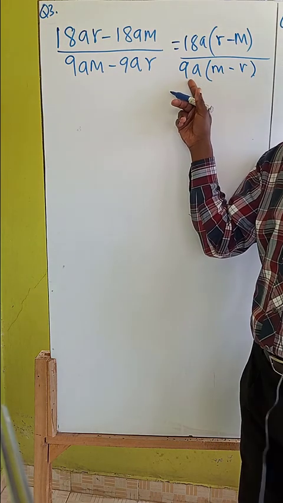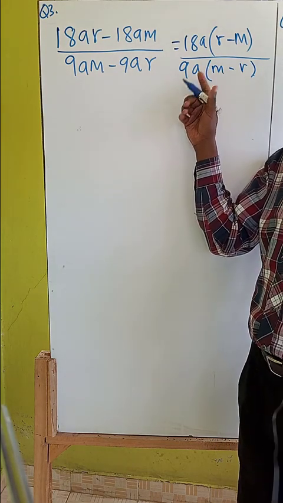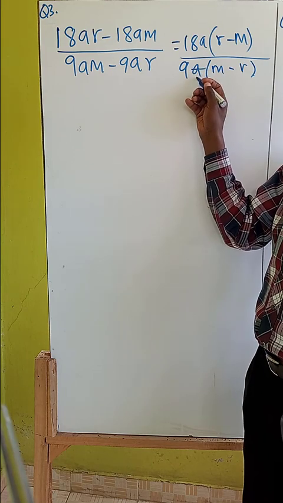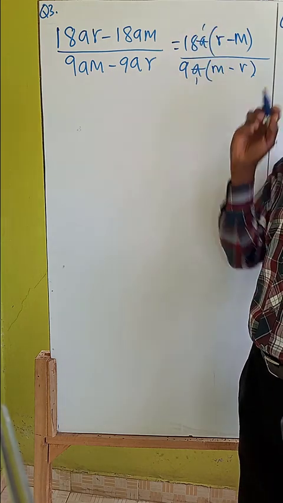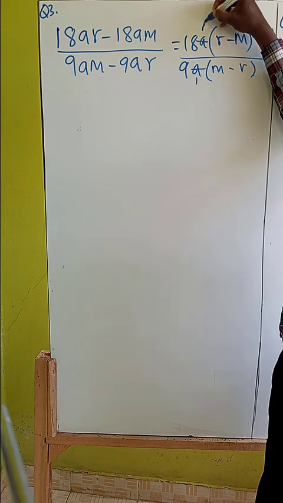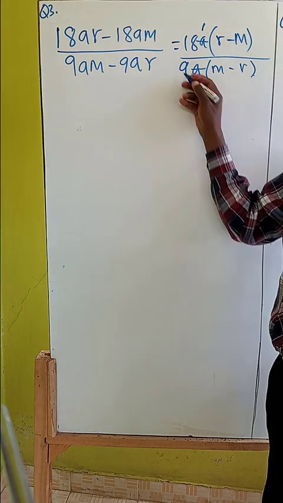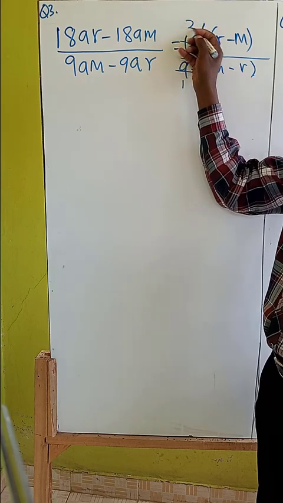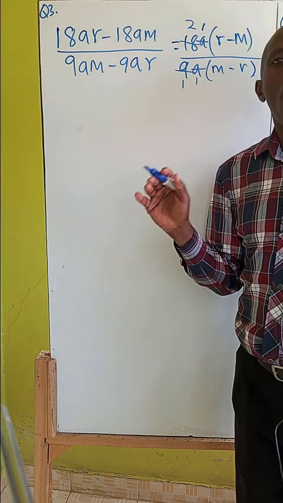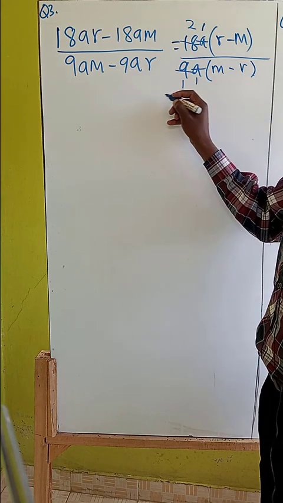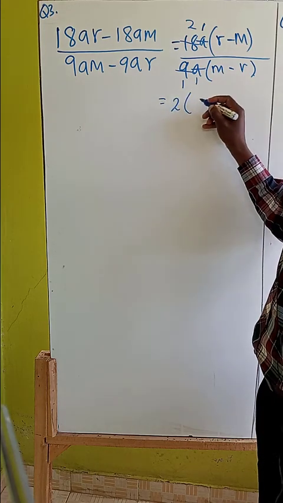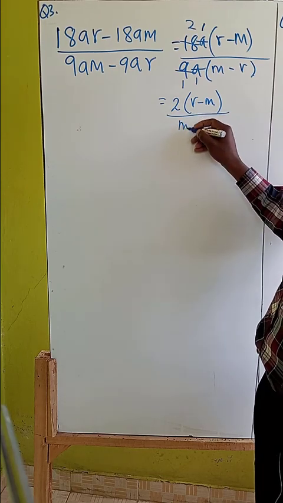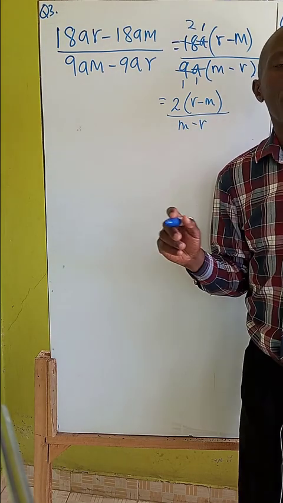In these multipliers, A divides out by A, we get 1, 1. 9 divides out by 9, we get 1. 18 by 9, we get 2. So one of the results that we have here is 2 into R minus M all over M minus R.